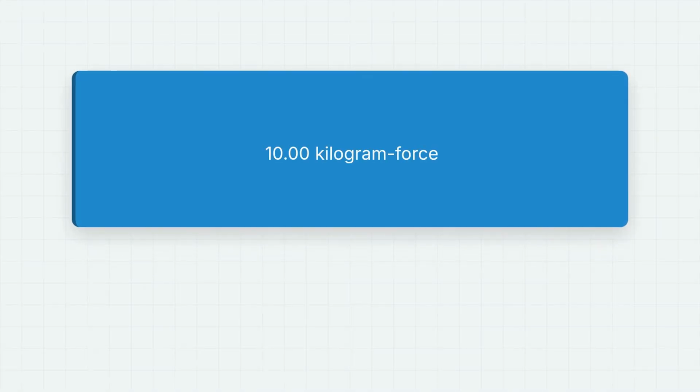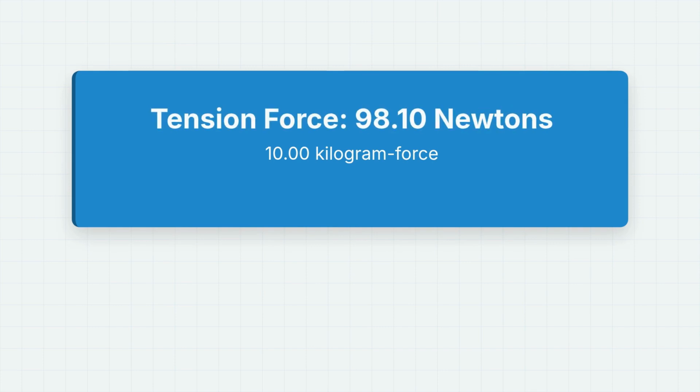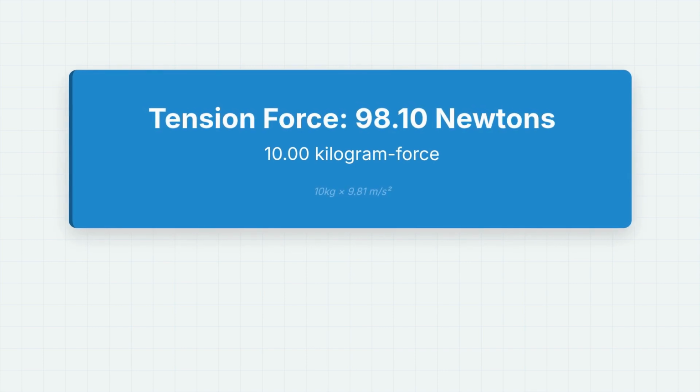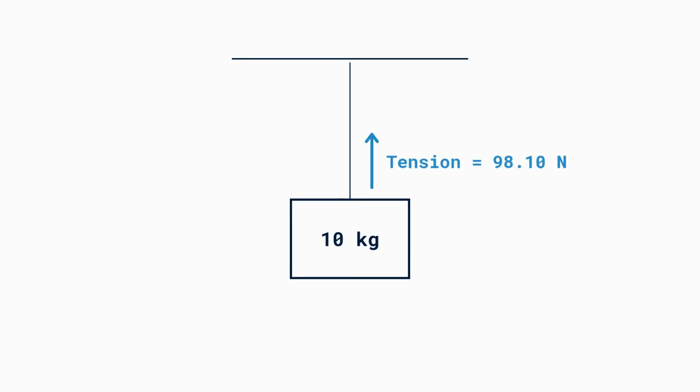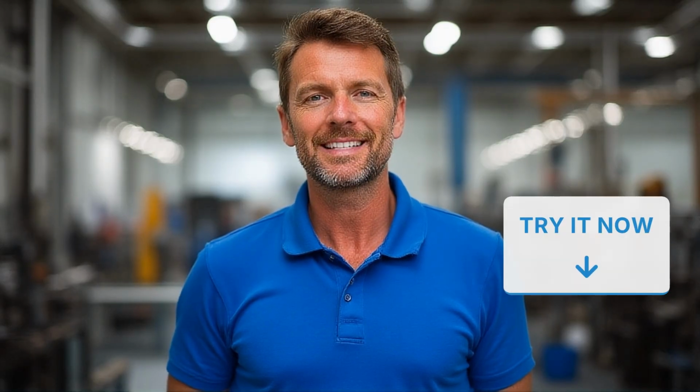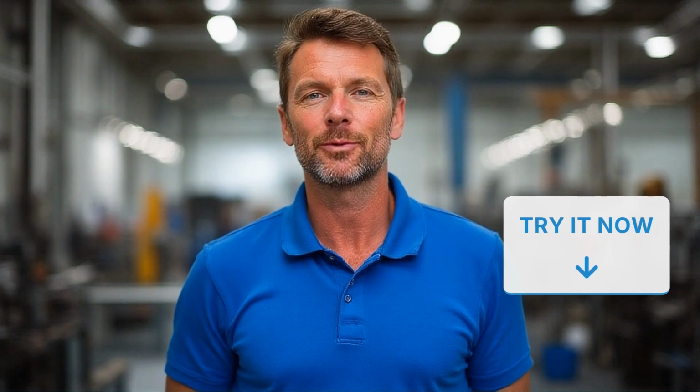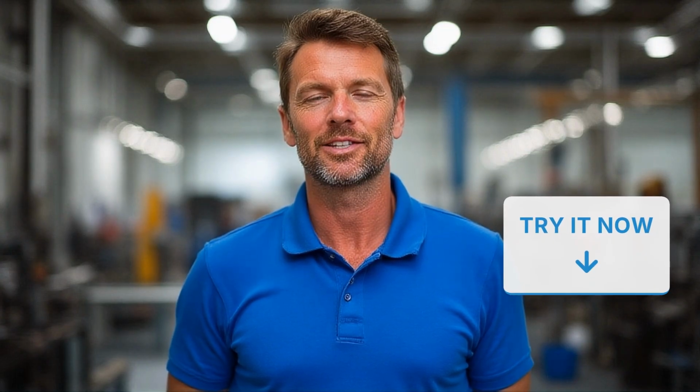The weight calculation confirms this at 98.10 newtons, derived from our 10 kilogram mass multiplied by 9.81 meters per second squared. These values represent the tension required to support the load in a vertical configuration. This calculator streamlines tension analysis for your engineering projects. Find the link in the description below.